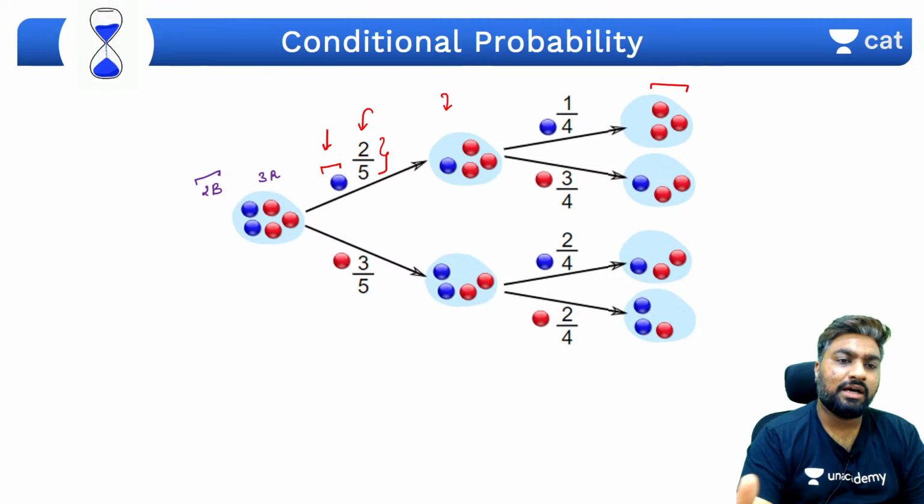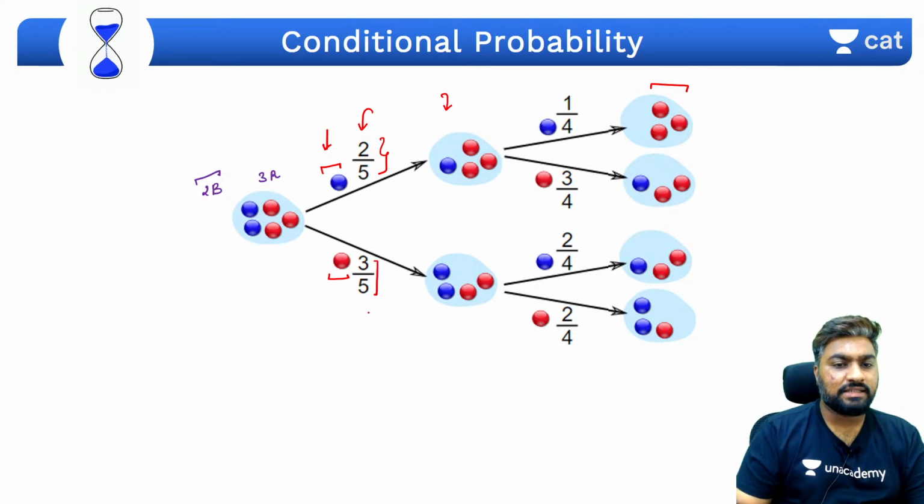Same way on the other side also. If the condition given was that the first ball has to be red, then there's 3 out of 5 chances. Further, when they say that the second one should also be red, then there'll be only 2 out of 4 chances. The second one should be blue, there'll be 2 out of 4 chances. This will keep branching out.